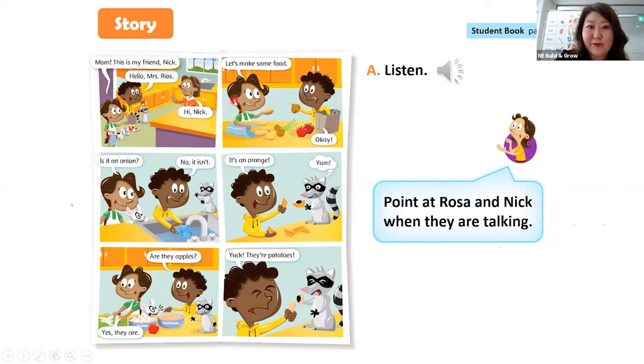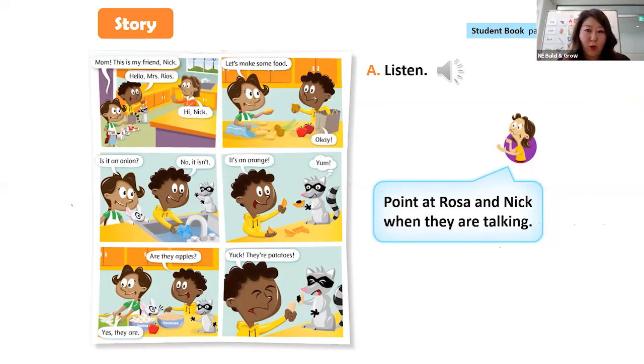Let's make some food. Okay. So you can do it, or as the direction says, you can act out. And you can just make them stand up too. I know that this is camera in front of you, but they can stand while you just want your female students to be a Rosa and the male students be a Nick, as you wish.